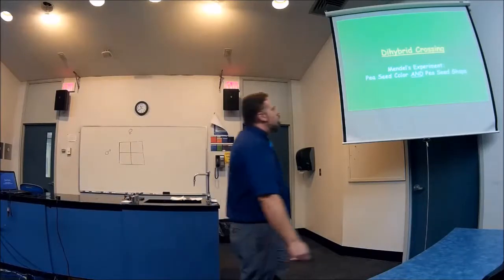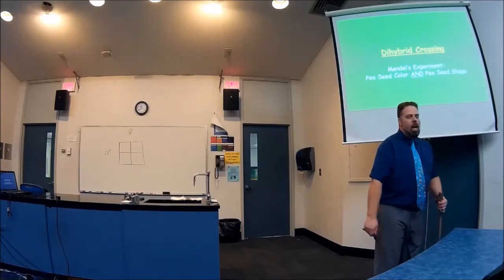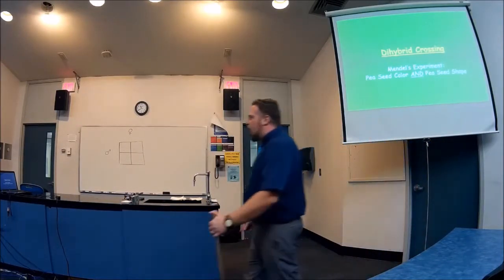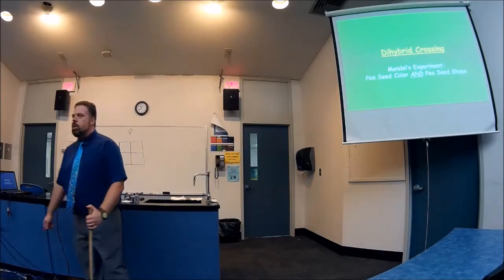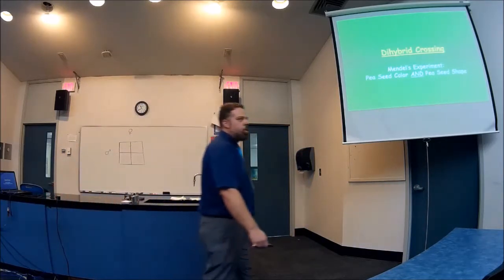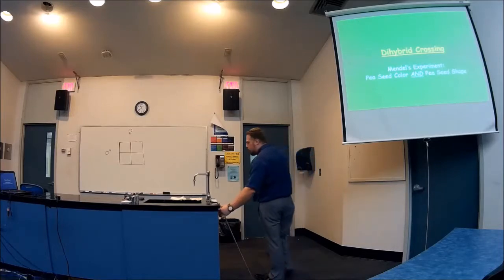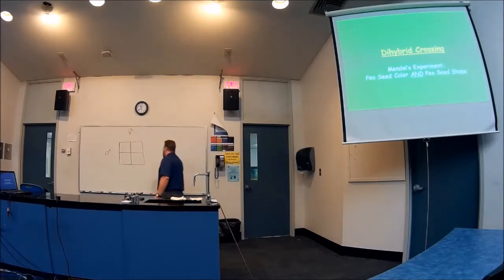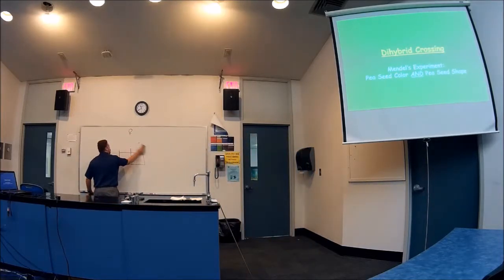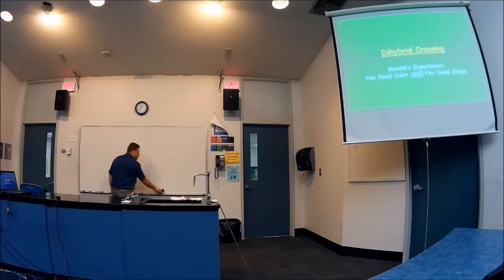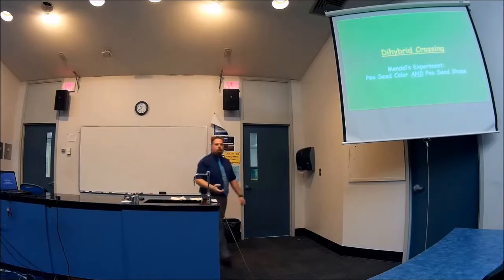So now let's go back to Mendel, and let's start talking about dihybrid crossing. This is when we're dealing with two traits, not just one. We've been talking about just one trait, but now, what if we talk about hair color and eye color? Then you're going to have much more of a mixture going on.